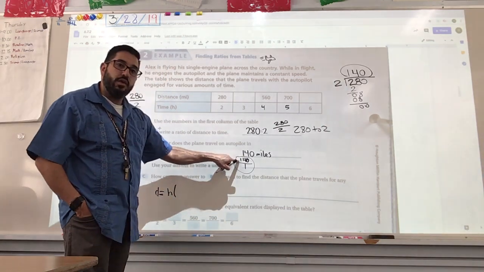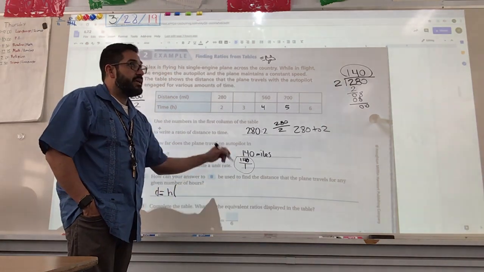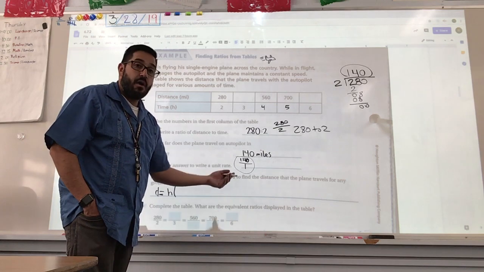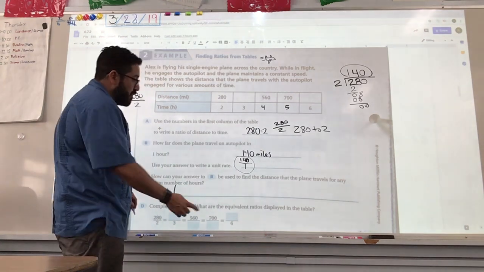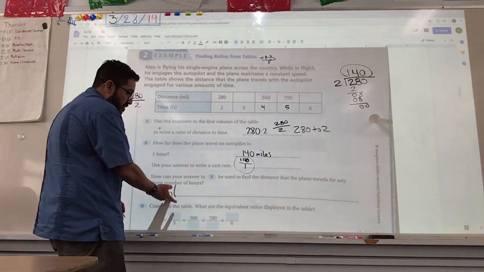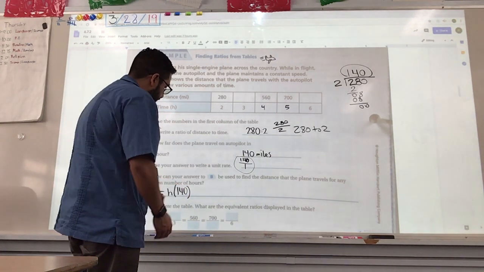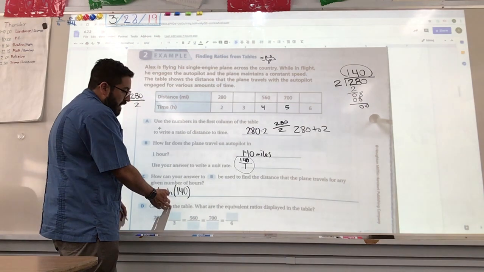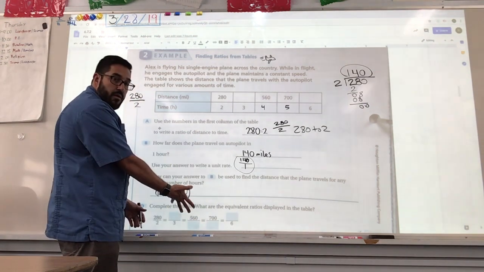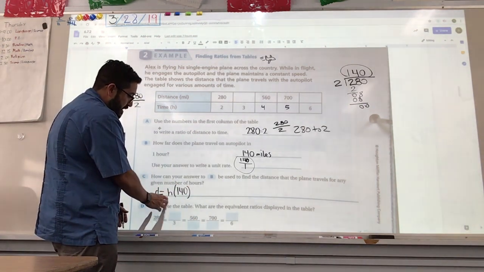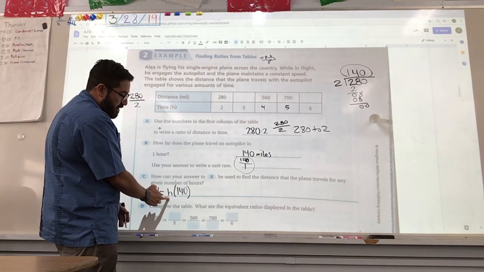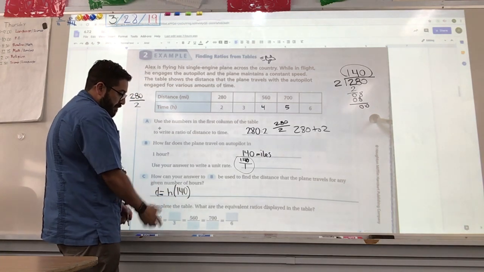If we know what the distance is for every 1 hour that you fly, well, if you multiply that distance by the number of hours, you're going to get the total distance. So D, distance, is going to equal hours times 140, because that's how far you're going to get in 1 hour. So for every hour you're in there, multiply it by 140, that will be your distance.